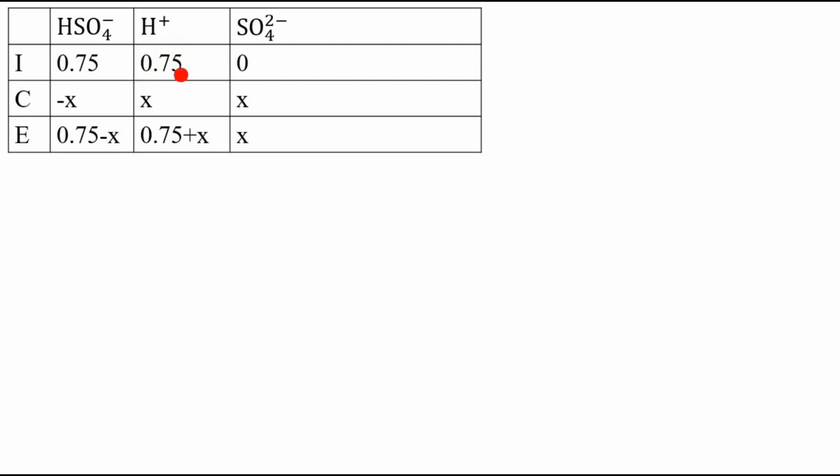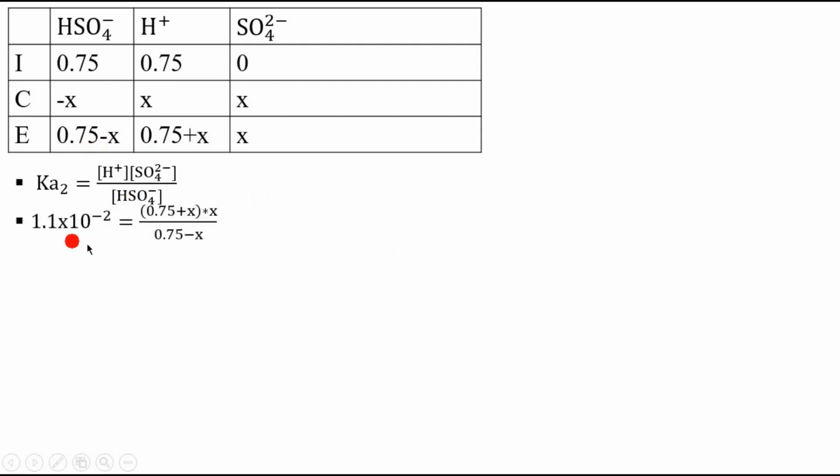Here we have a common ion effect. That means this X, which is dissociated in the second dissociation, will be very small. Then K2 will be equal to X times 0.75 plus X, over 0.75 minus X. The sulfate is X, the H plus is 0.75 plus X, and the HSO4 minus is 0.75 minus X.